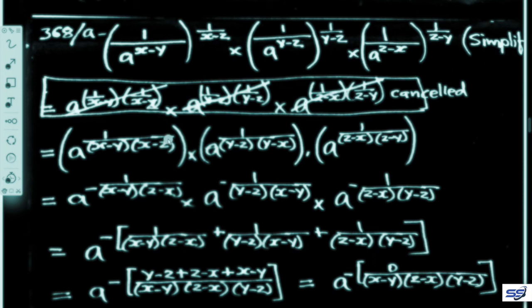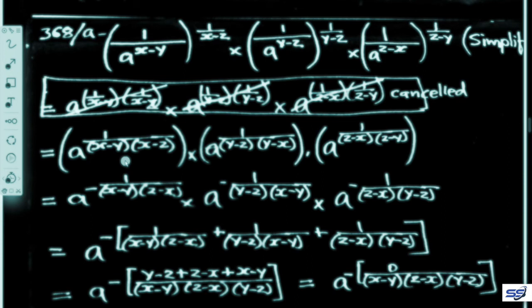Simplify this problem. Here equal comes a to the power 1 upon (x minus y)(x minus z), as this power and this power are multiplied, this power 1 upon (x minus y) and 1 upon (x minus z), both powers are multiplied, and here comes 1 upon (x minus y)(x minus z).